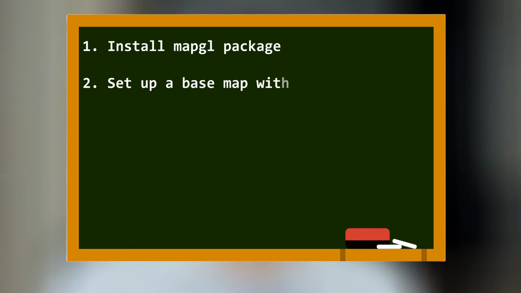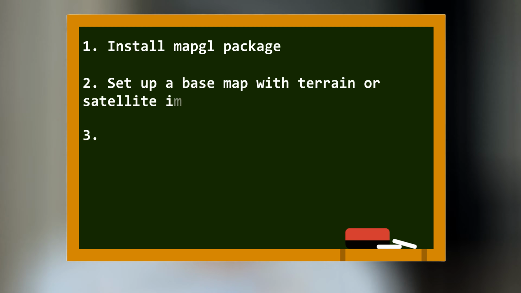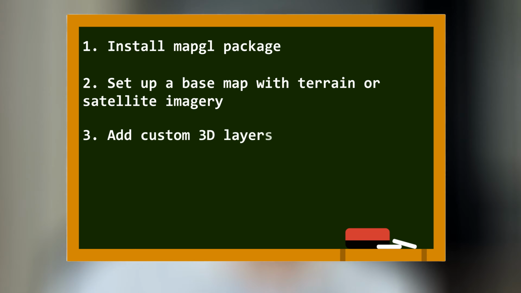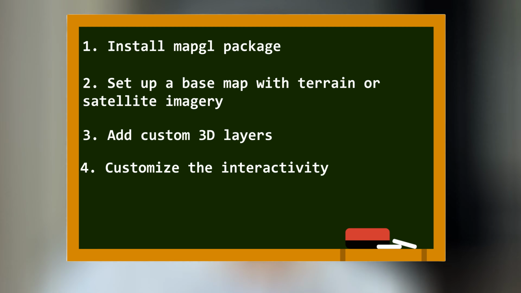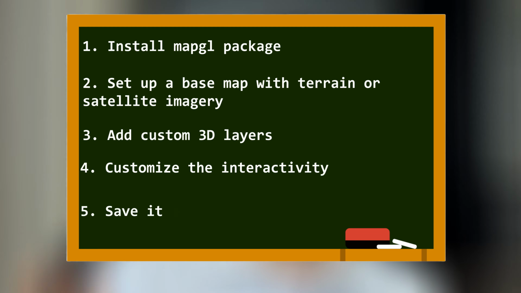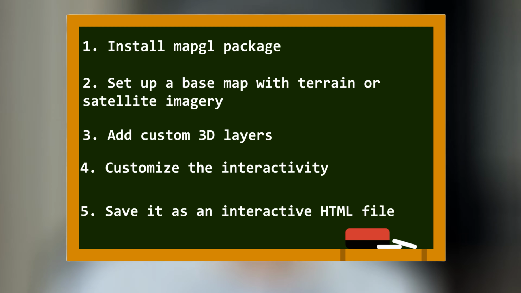First of all, I would install the mapgl package and then prepare my data using terra or sf packages. Then I would set up a base map with terrain or satellite imagery, and then I would start adding custom 3D layers like buildings, elevation, or data points, and then customize even further this interactivity by enabling zoom, rotation, and even tooltips. And then finally, I would save this as an interactive HTML file that I can share with anyone.